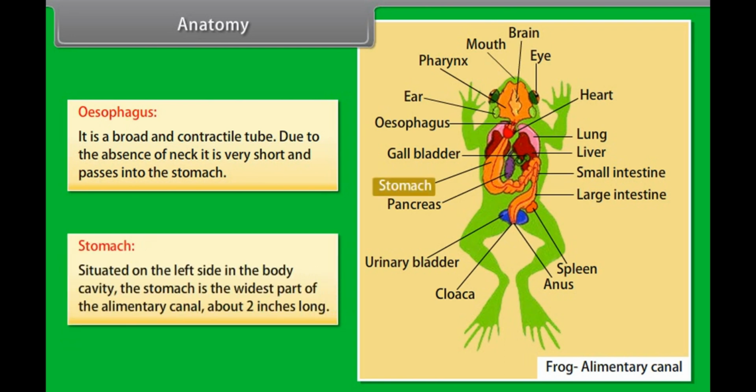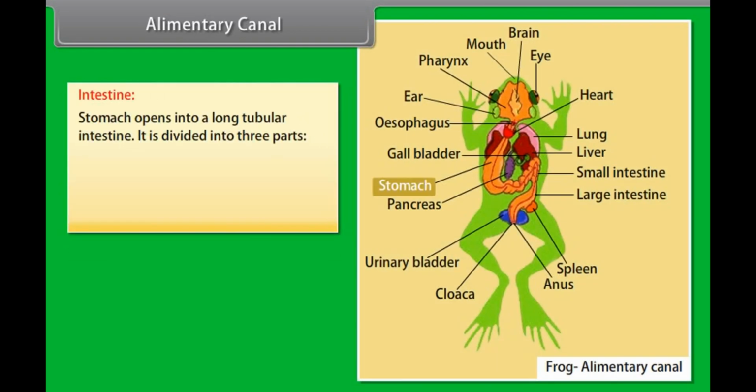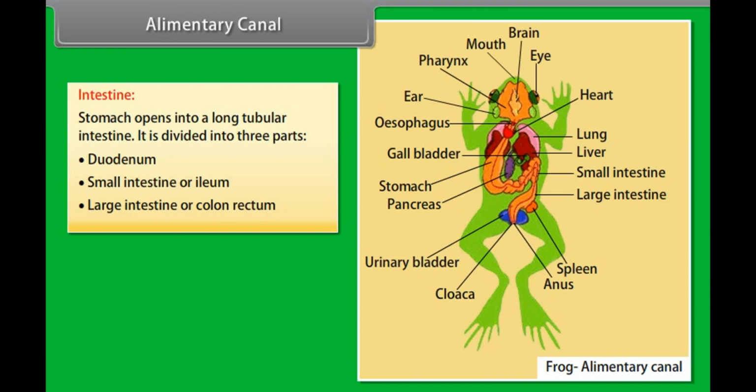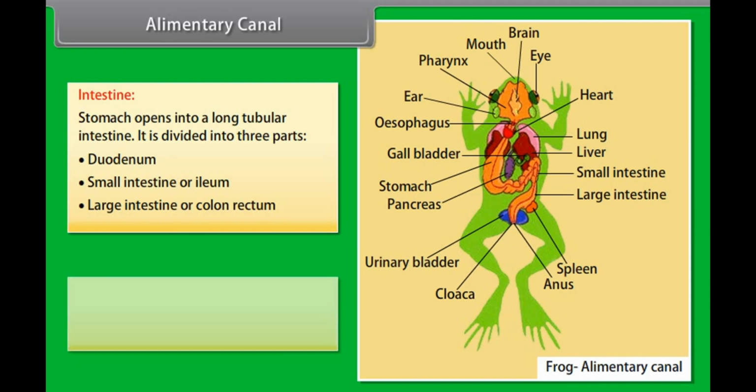Stomach. Situated on the left side in the body cavity. The stomach is the widest part of the alimentary canal, about 2 inches long. Intestine. The stomach opens into a long tubular intestine. It is divided into 3 parts: duodenum, small intestine or ileum, and large intestine or colon rectum.